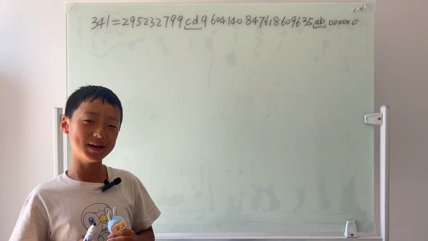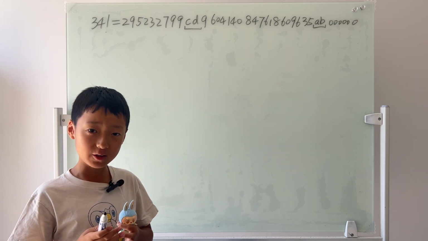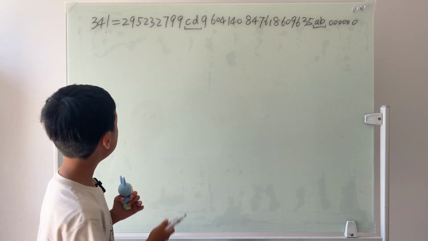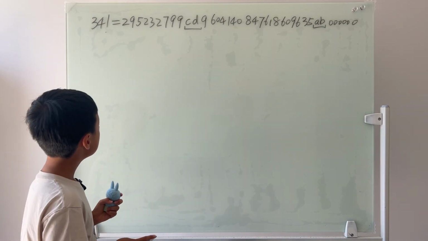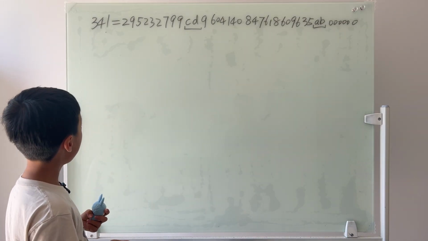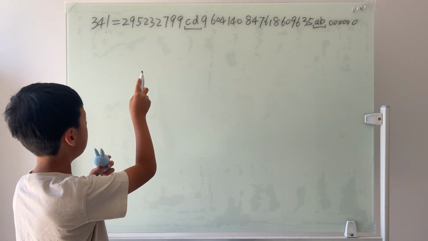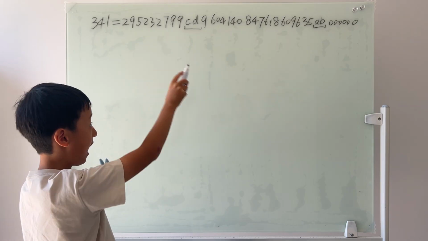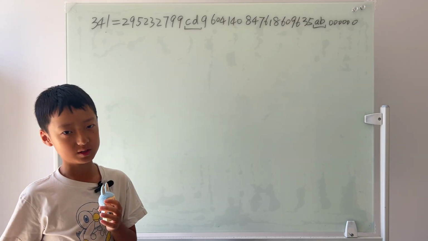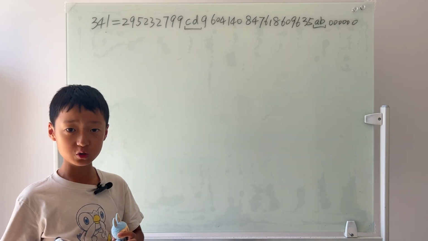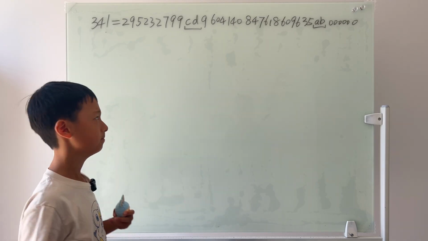Hi guys, welcome back to another video of me solving number theory questions, and today I have this question. This question says that 34 factorial is equal to something CD and then AB and then 6 zeros. And the question is telling us to find A, B, C, and D.